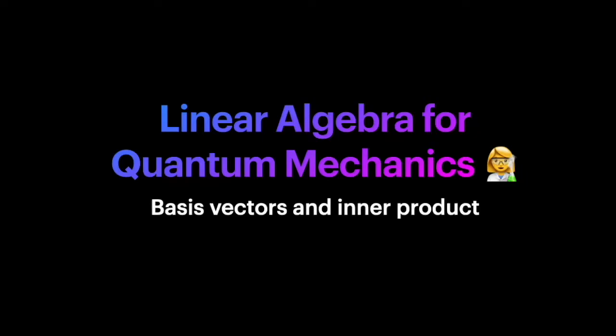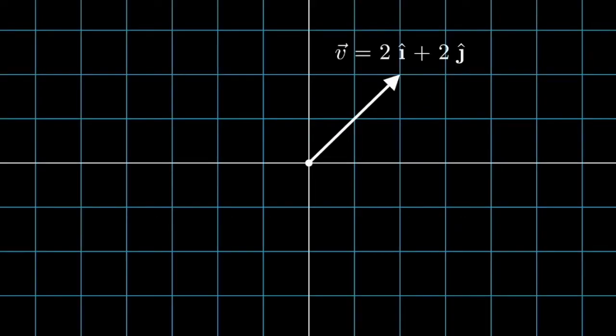This is a series on linear algebra for quantum mechanics. In this video, we'll introduce the concept of basis vectors and inner products. In our previous video where we defined the vector space, we saw a few examples of a vector using a Cartesian basis. Let's look at that again with our vector v here equal to 2i hat plus 2j hat.